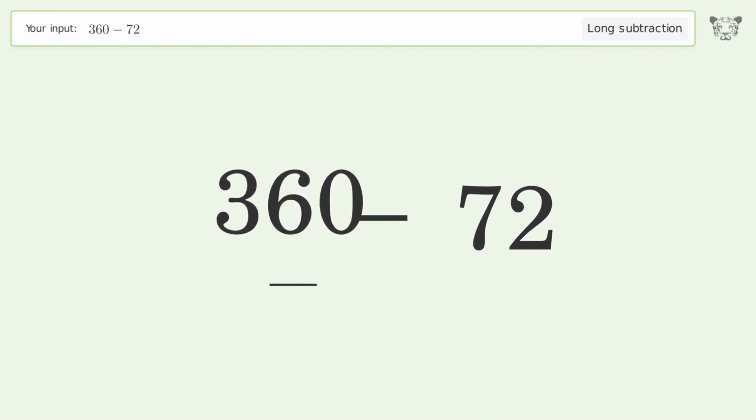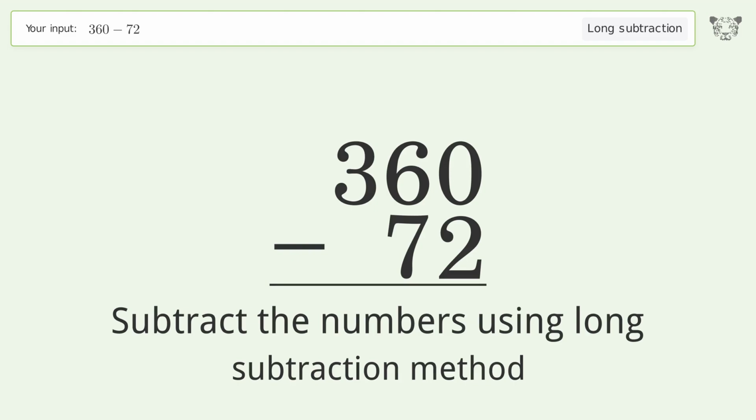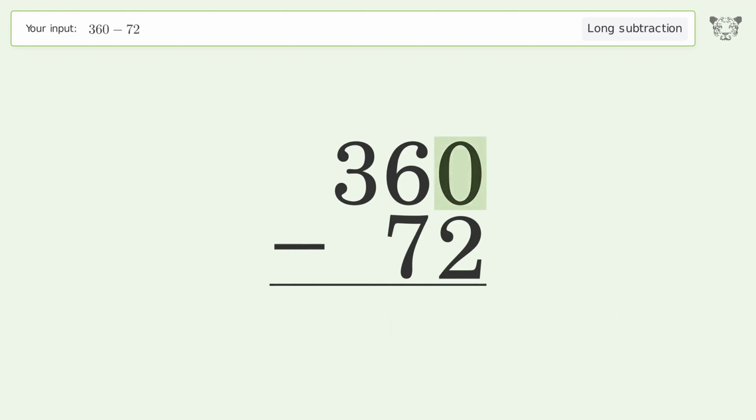Rewrite the numbers from top to bottom, aligned by their place values. Subtract the numbers using the long subtraction method. Because the upper digit, 0, in the ones column is too small to get a positive difference, borrow 1 from the digit, 6, in the next number place, which becomes 5, and get 10. 10 minus 2 equals 8.